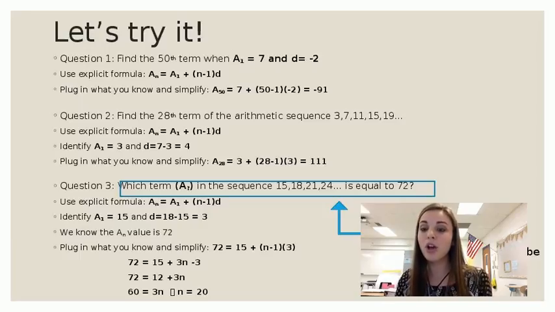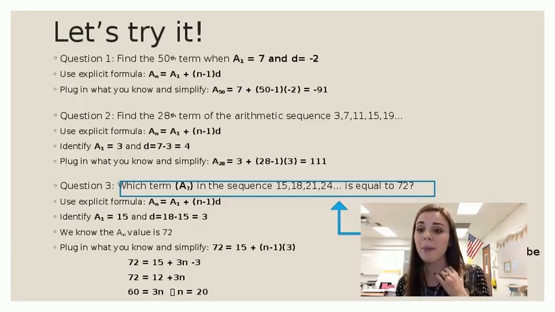So the thing we don't know is which term it happens. We know the answer is 72. We just want to know, is it the 10th term or is it the 15th term? That's what we're trying to solve for here. Once you get that formula set up, it's just solving for n.